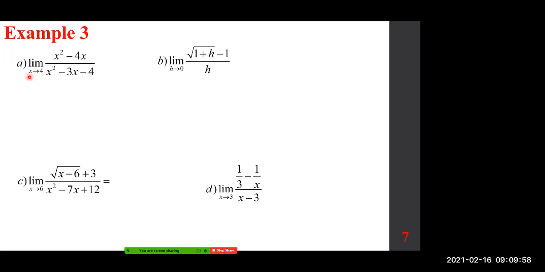So take a look, you factor. So x minus 4 cancels out the x minus 4. And now when you plug in, you get 4 over 5. And you're done. It's that simple, class. Okay.